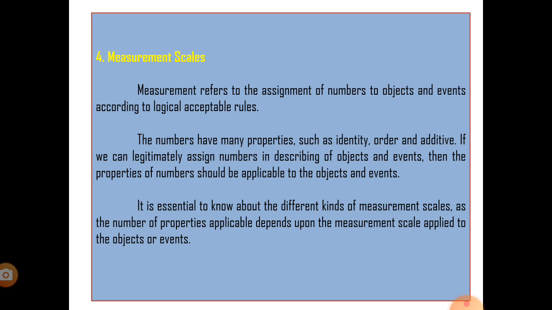And what are the measurement scales? Measurement refers to the assignment of numbers to objects and events according to logical acceptable rules. So the numbers have many properties such as identity, order and additive. If you can legitimately assign numbers in describing objects and events, then the properties of numbers should be applicable to the objects and events. It is essential to know about the different kinds of measurement scales, as the number properties applicable depend upon the measurement scale applied to the objects or events.